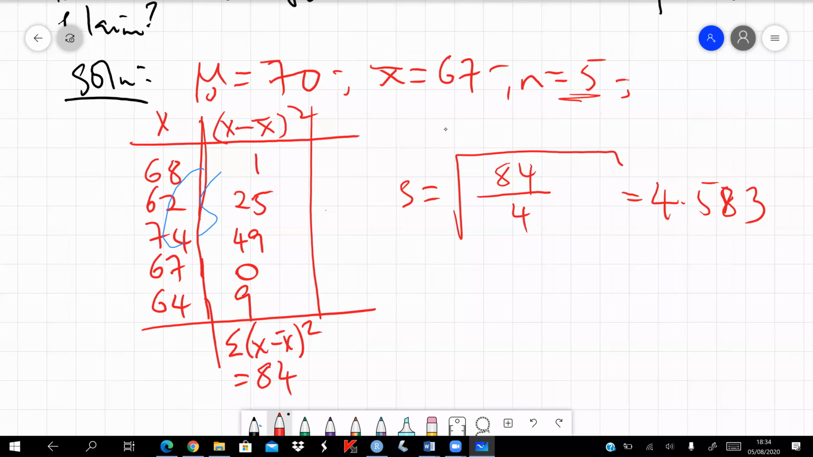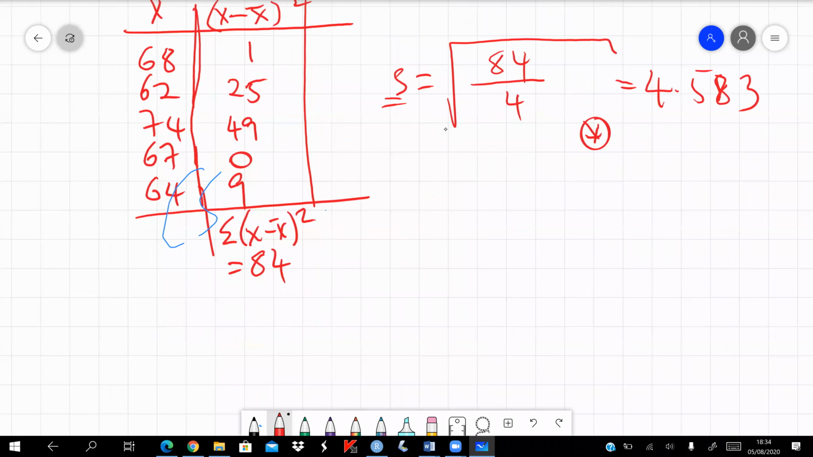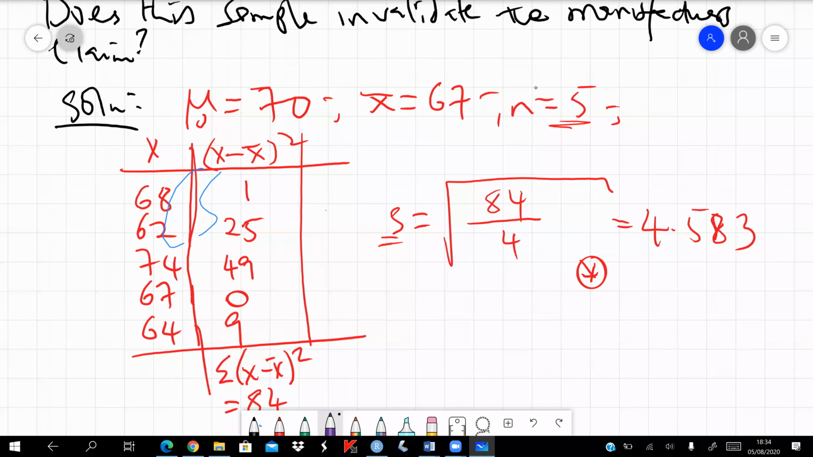Okay, so now let's test this hypothesis. This is the only bit that is different from what we've been observing in the context of the normal distribution. So this is the estimate of sigma now. Now let's define our null hypothesis. H naught is that mu is equal to mu naught. And our mu naught is how much? 70.